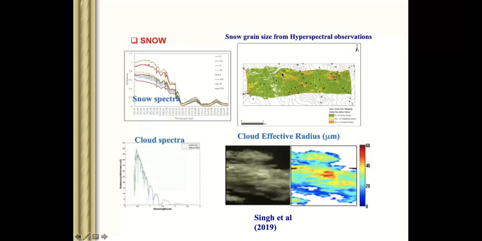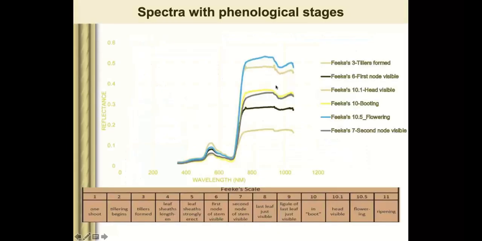You can do snow analysis. You can do snow size mapping and grain size mapping. You can do atmospheric cloud size, radius, and all those things. You can also get different types of cloud spectra. Like if you see a cirrus cloud or a cumulonimbus cloud, you can differentiate this type of cloud using hyperspectral imagery. You can detect different types of snow also, and snow size also. So a lot of things are possible over here.